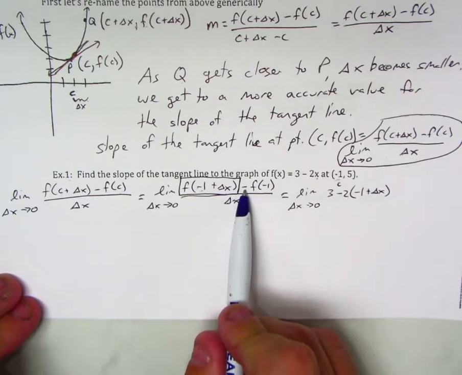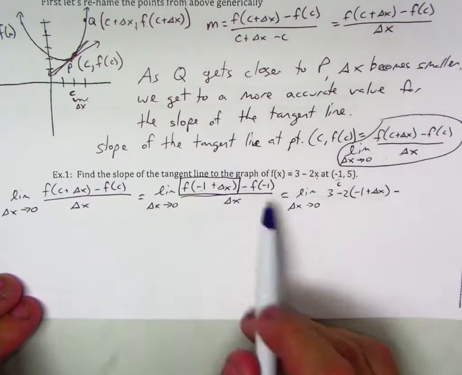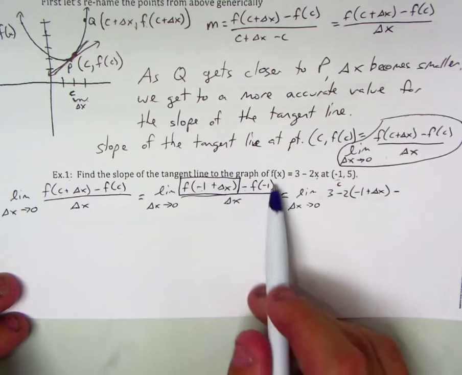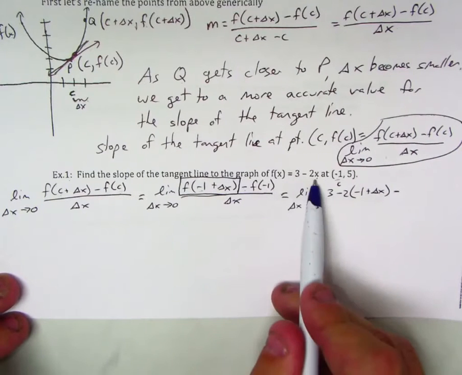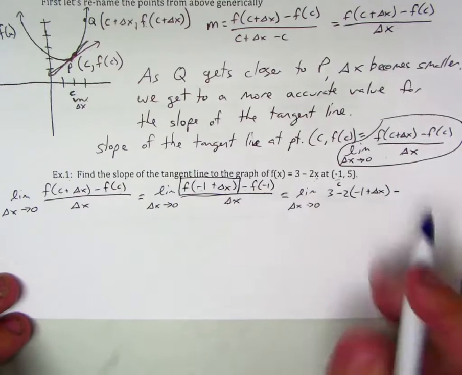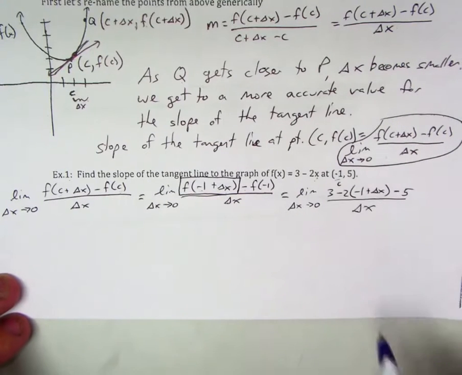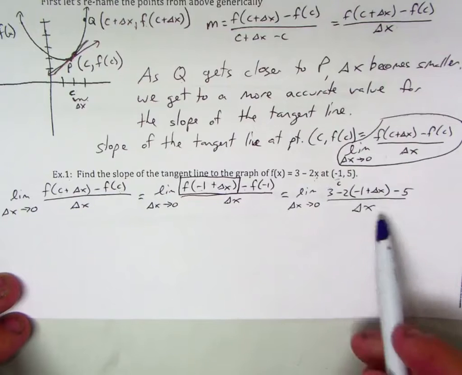Minus, so we're going to bring this minus sign over, whatever f of negative 1 is. So now we have to figure out what f of negative 1 is. So input negative 1 to the function, and you get 3 plus 2, so you get 5 over delta x. We still have some cleaning up to do.